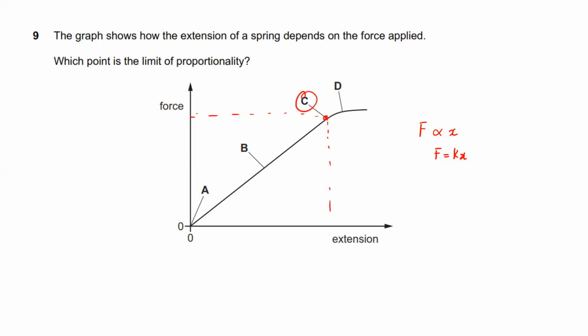So answer C will be the best choice. Remember, some students make the mistake of choosing D here. D is not the limit of proportionality because the spring is already outside the limit. Up to the limit of proportionality, the graph between force and extension remains linear.